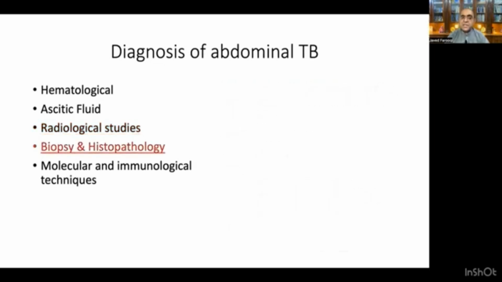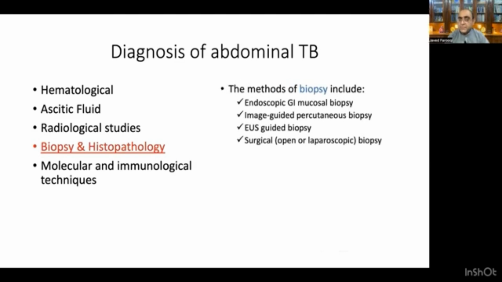What about biopsy and histopathology? If the ultrasound or CT scan tells you the lesion and you take the biopsy, the methods of biopsy include endoscopic GI mucosal biopsy. You did the colonoscopy and you find the lesion in the ileocecal area, and you took the biopsy, or lower down in the colonoscopy and you took the biopsy. You did the endoscopy and there was a lesion in the small intestine or stomach and you took the biopsy.